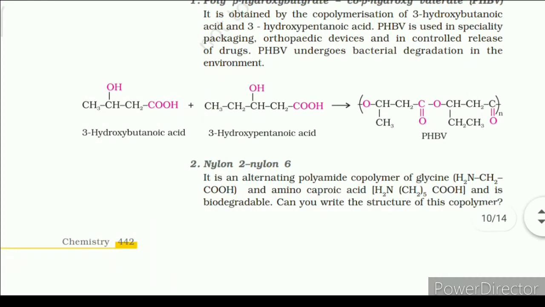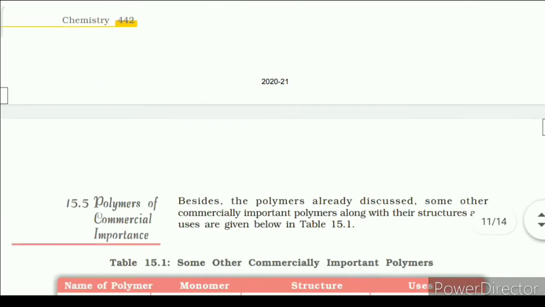Number 2. Nylon 2-nylon 6. It is an alternating polyamide copolymer of glycine and aminocaproic acid and is biodegradable. Can you write the structure of its polymer?